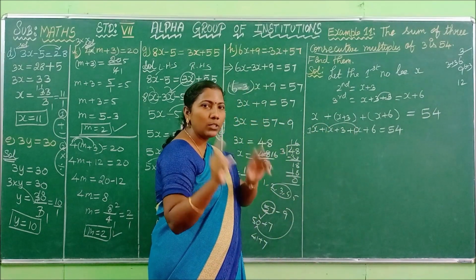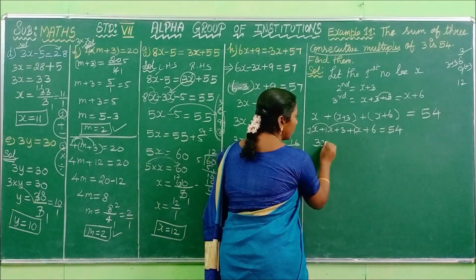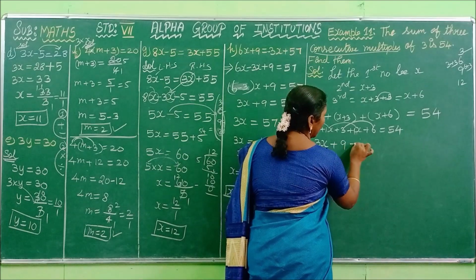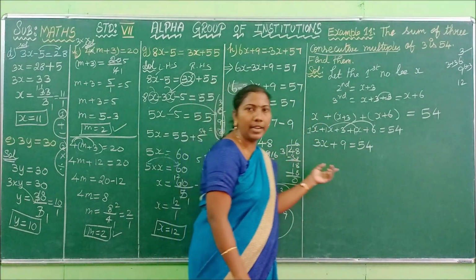1 apple plus 1 apple plus 1 apple, so totally 3 apples. Instead of apples, we write x. So 3x plus 3 plus 6, 9, equal to 54. Do you understand, children, how we are getting this?